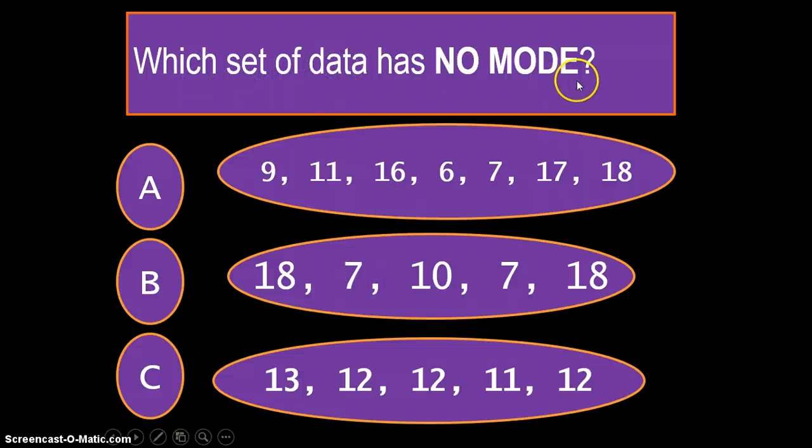All right, let's take a look. Which of this set of data has no mode? So no repeats, only data that appears one time. So 9, 11, 16, 6, 7, 17. I think it's going to be A. This is the same data as the last slide. So 3 12s here, so that has a mode, it's 12. This has a mode, it's 7 and 18. This has no repeats, so I'm going to say the answer is going to be A, and it is.